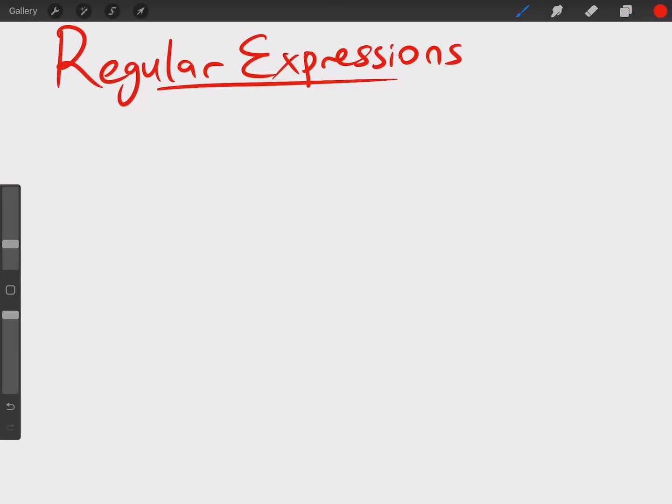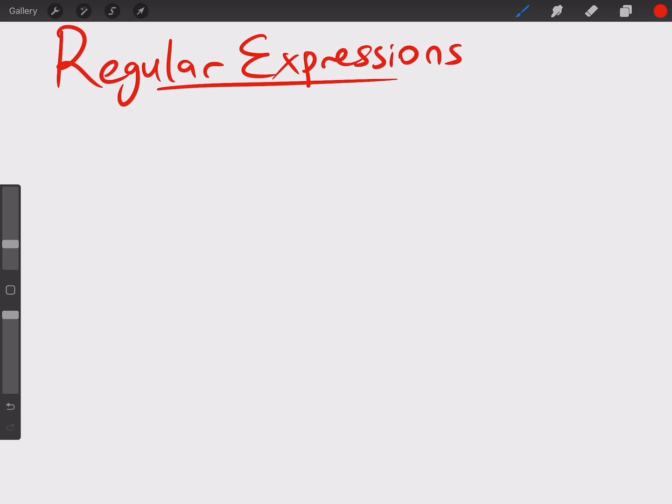Okay, let's talk about regular expressions. What are regular expressions? Regular expressions are algebraic descriptions of a language. Think of it like your algebra where we have x plus y is equal to z. That's basically how regular expressions work. They are used for pattern matching, for recognizing strings of a language, and so on and so forth.